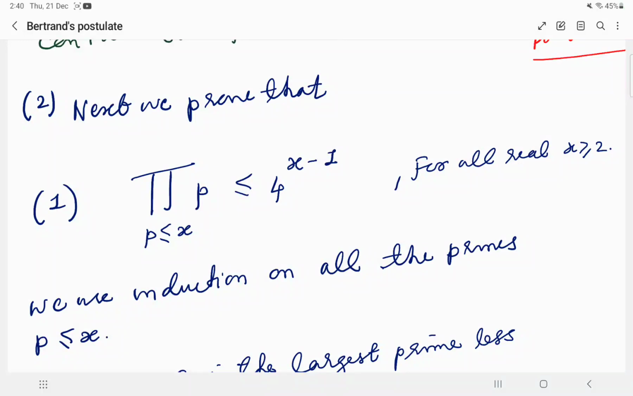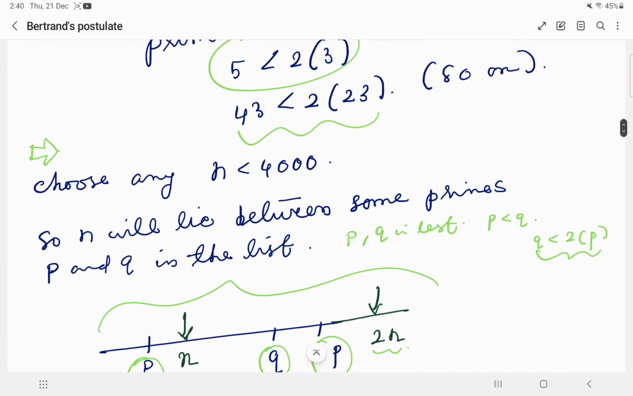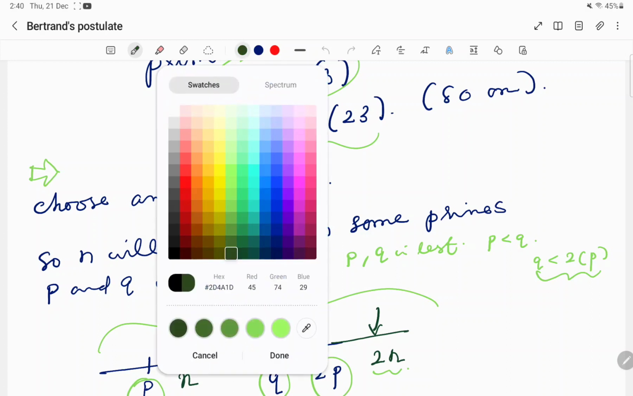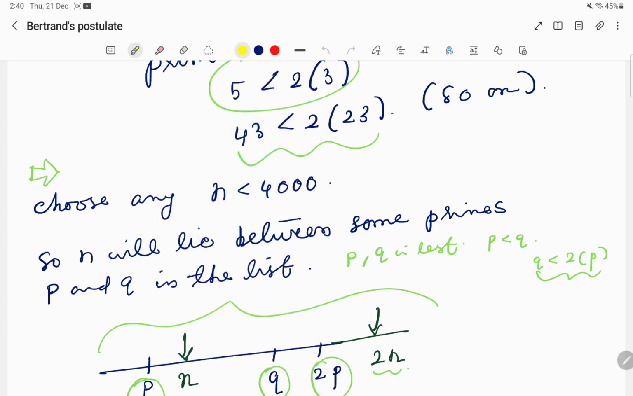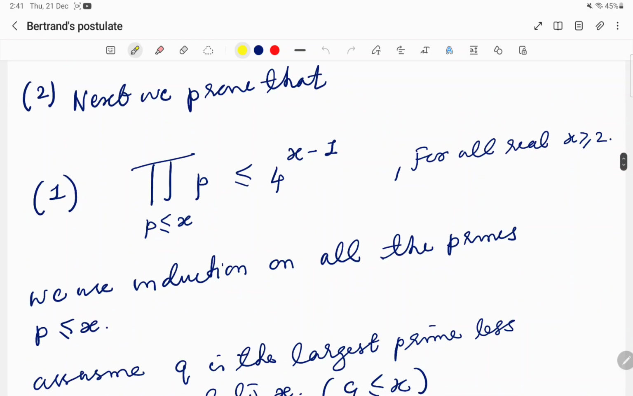Yes, hello everyone. So in the first part we have proved that for any n less than 4000 the postulate is true. Okay, so now we are going to establish a contradiction using several facts. So we start by proving an inequality involving the product of primes.